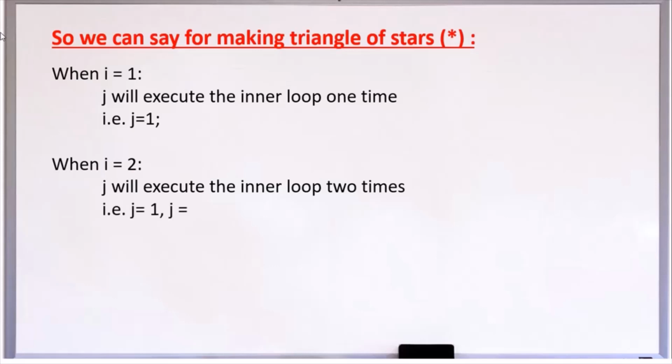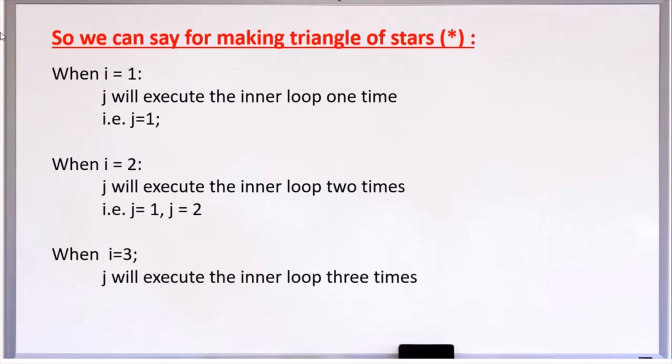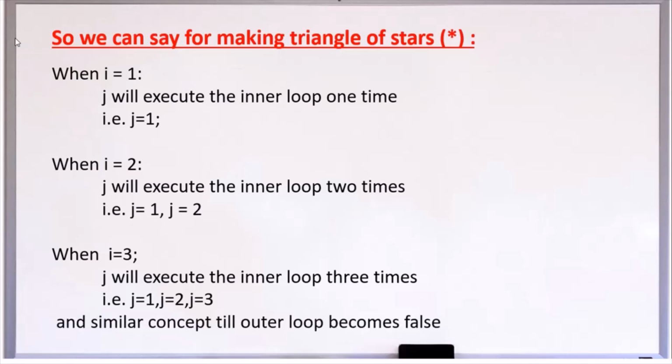When the third time i changes its value with the increment, right? j will execute how many times? 3 times, because j's value depends on i. We will do the same in practical as well, right? So just clear the concept. First we have to clear the concept, then we type the program in the editor.